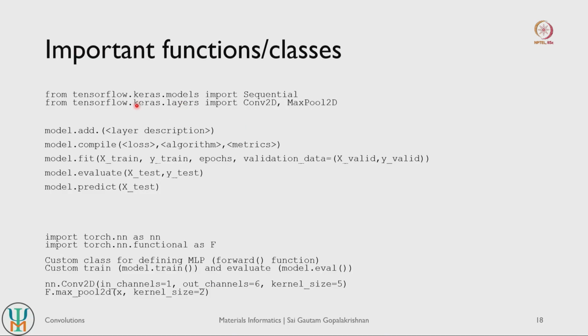I'll just show a brief glimpse of the important functions or classes that we came across in our neural network discussions, as well as in our convolutional discussions in the slide below here. So we see that these are the different classes and functions that we used for building neural networks and also building convolutional neural networks in Keras as well as in PyTorch.